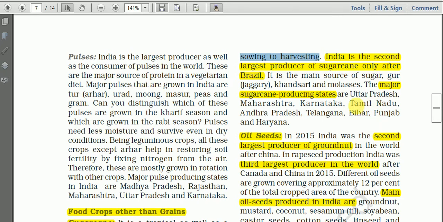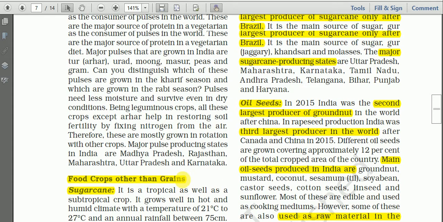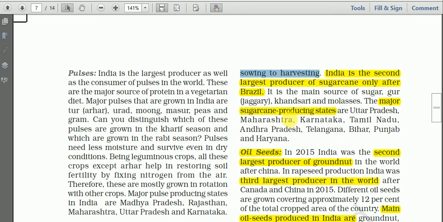So these are the geographical requirements for growing sugarcane. We learned that it requires high temperature, a moderate amount of rainfall, and it grows well on different types of soils. However, alluvial and black soils are best suited. And about India's position in the world, India is the second largest producer of sugarcane, only after Brazil.